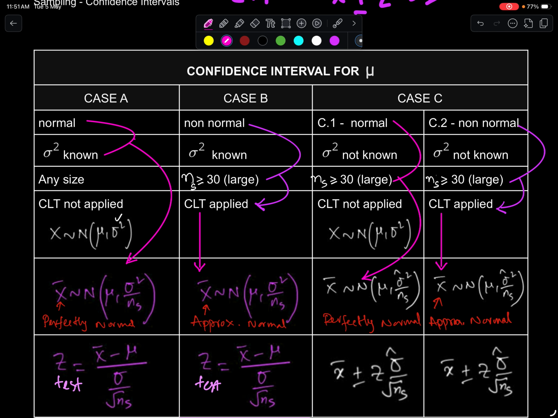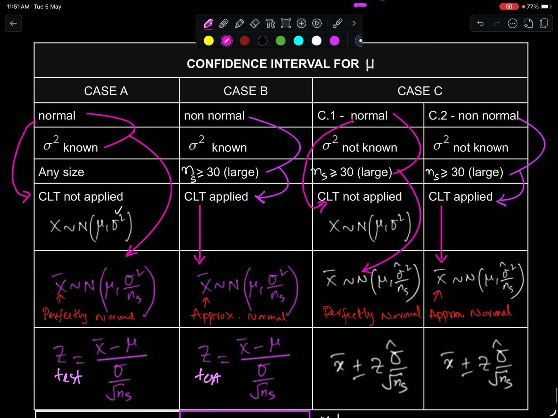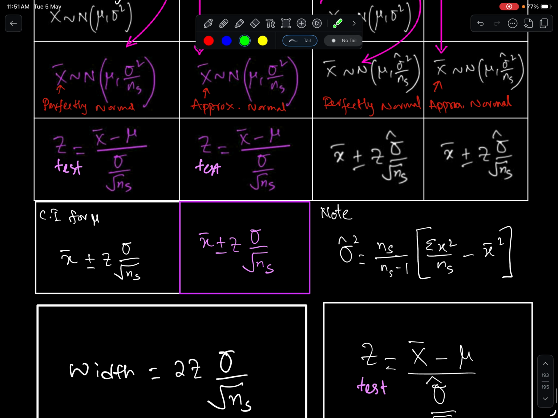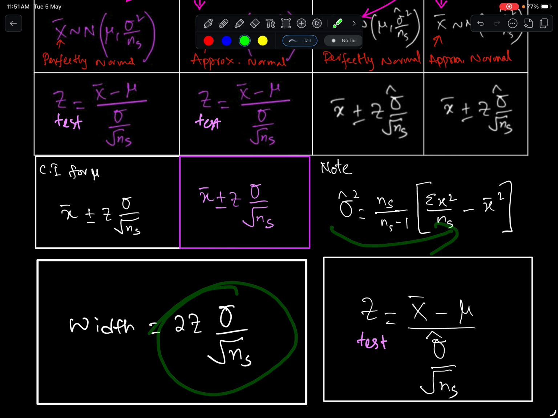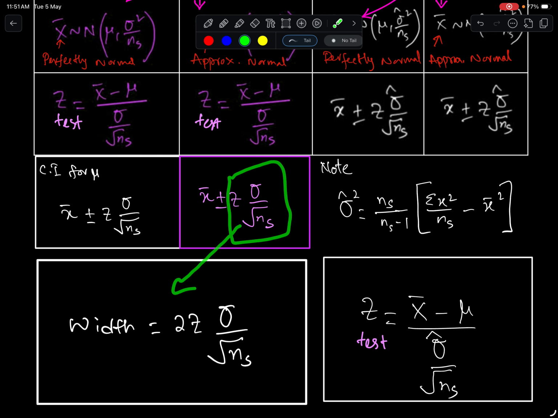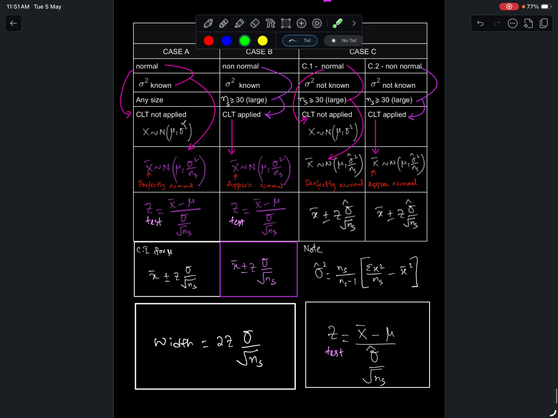We don't apply CLT because of this. Since population is normal, never apply CLT. And sigma cap square is here. If you multiply this by 2, you will get the width of the confidence interval. And we use these things in hypothesis testing, Z-test. Please check this table carefully.